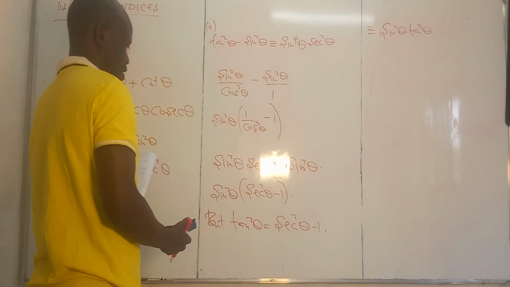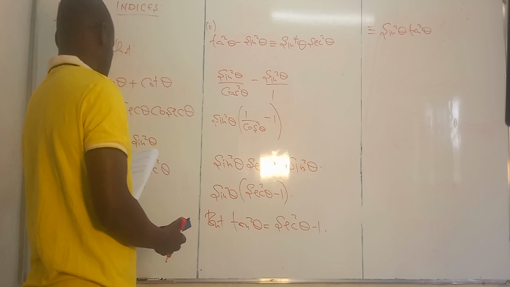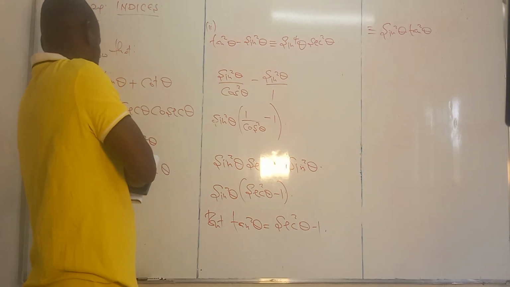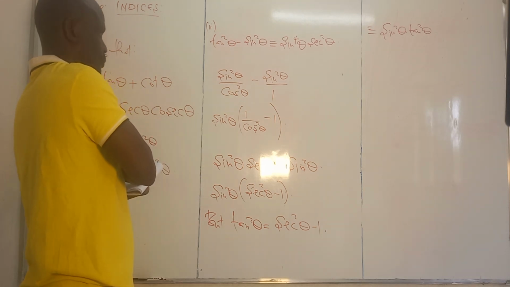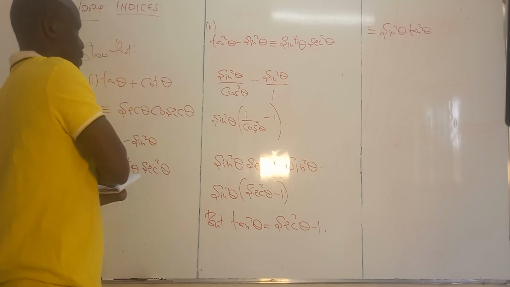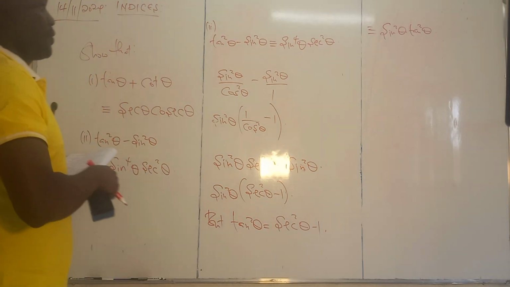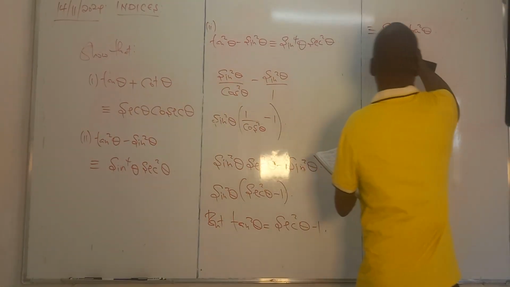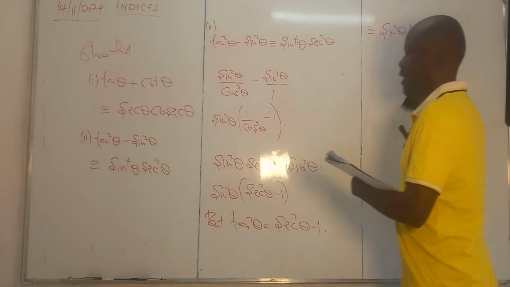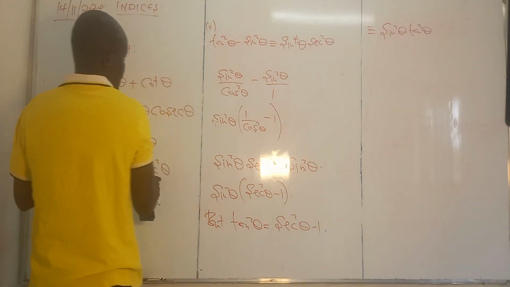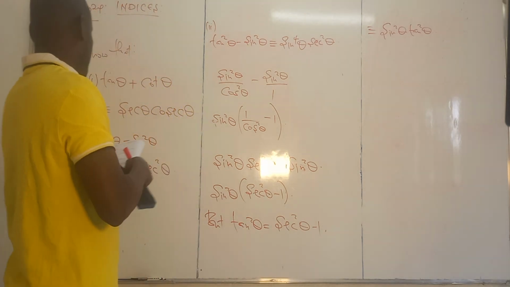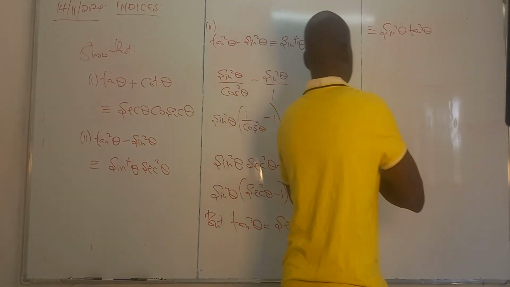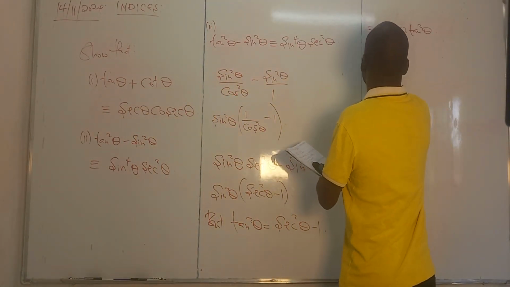But you see, our answer does not require us to show that sin squared theta tan squared theta. Our answer requires us to get some sec here. So we'll need to represent tan squared theta in a different form for us to arrive at our answer. So this is not all yet.